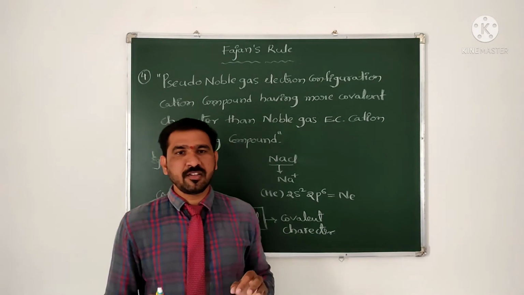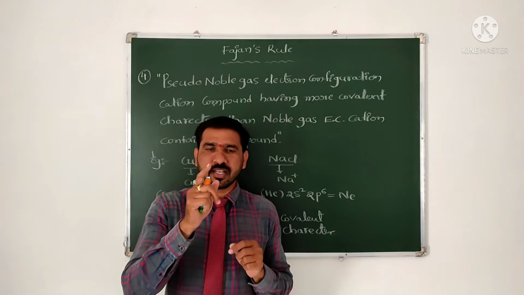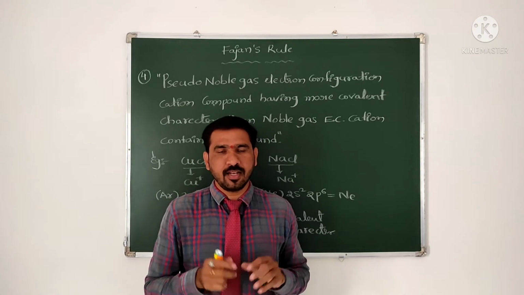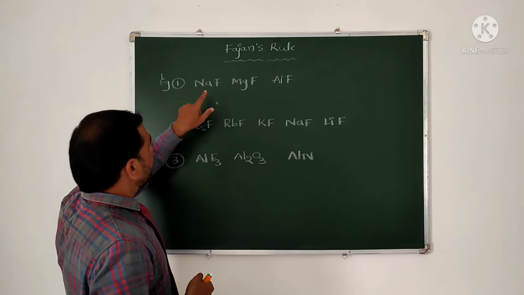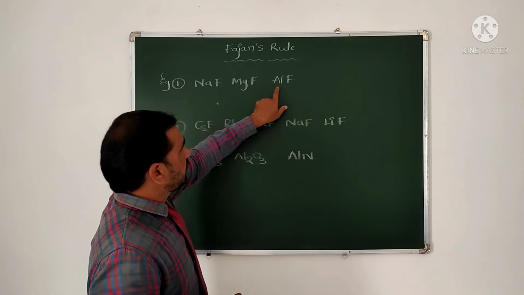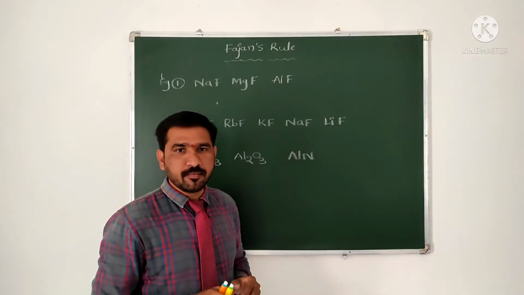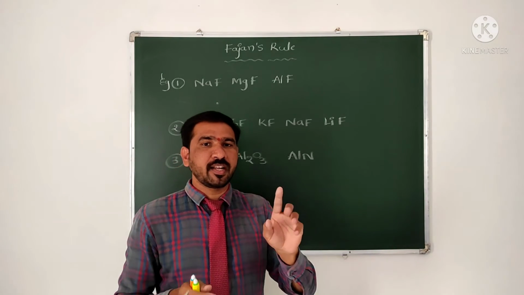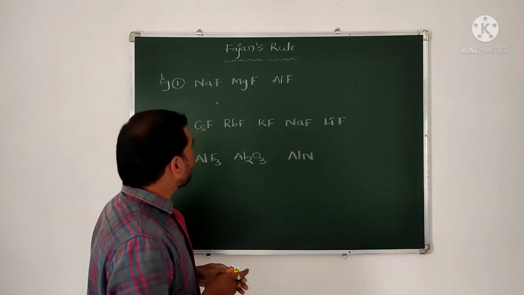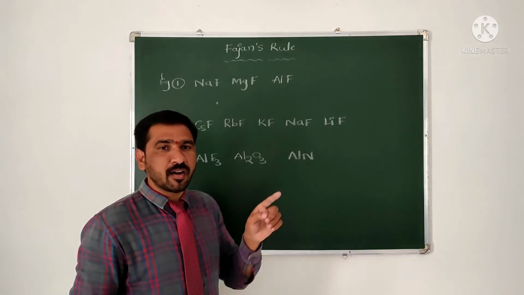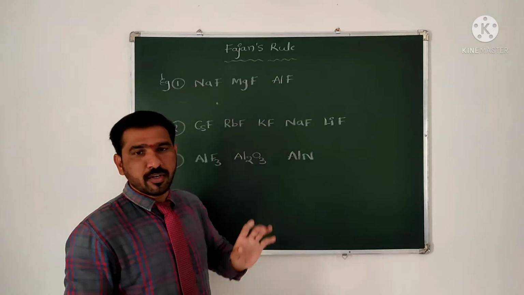Is it clear? So these are the 4 Fajan's rules, very important, that can explain the covalent character of an ionic bond. Let me discuss some examples. If you see the first example, NaF, MgF2, AlF3: sodium fluoride, magnesium fluoride, aluminum fluoride. Which has more covalent character? We have to find out what, beta? Covalent character. For that, we need to concentrate on cation size, because the anion is identical in all these 3.